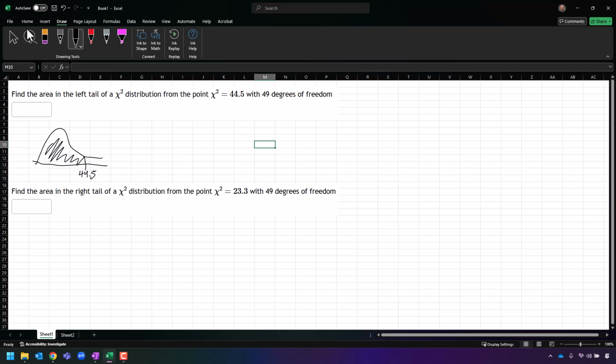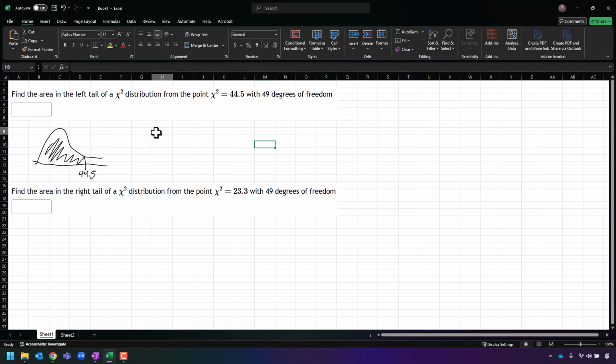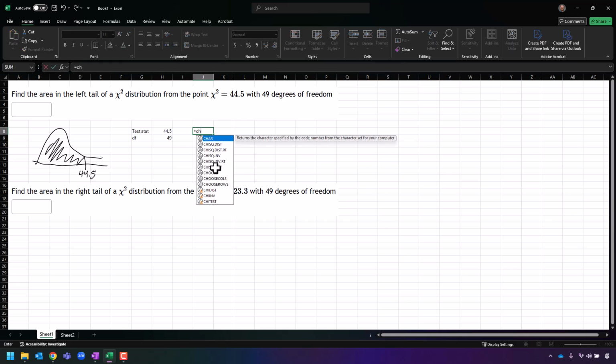Now, we really let Excel do most of the work here. And so the important things here, our test statistic, or our chi-squared value, is 44.5, and then our degrees of freedom is 49. And we're just given those in this case. So then to figure out the area, we'll use the chi-squared distribution. And since we want a left tail here, we just use the chi-squared distribution. It asks us for our x, that's our test statistic.